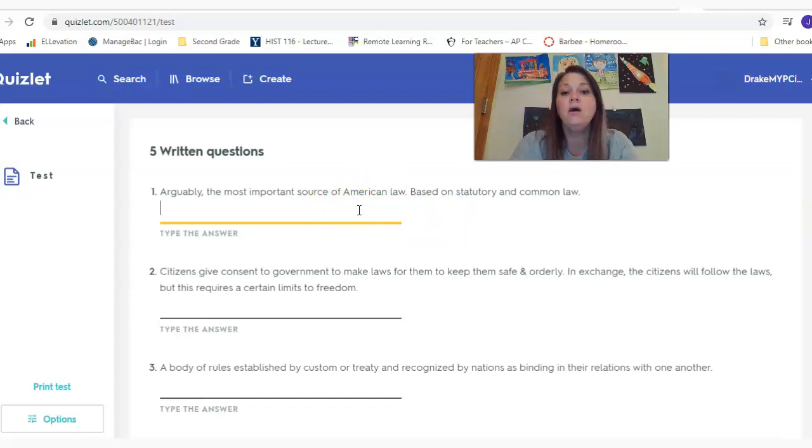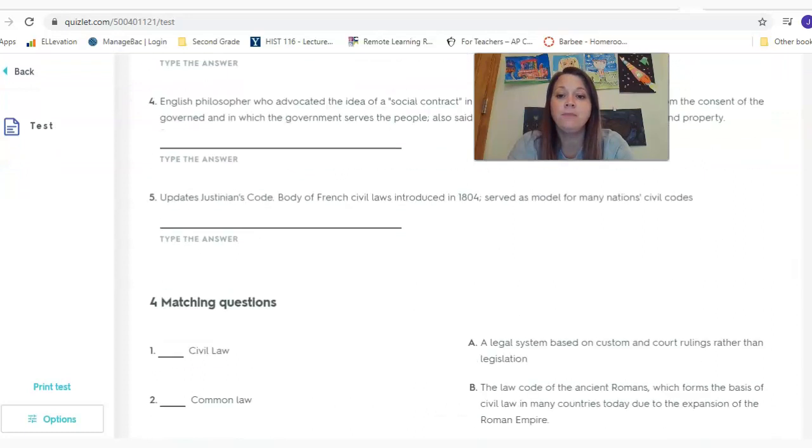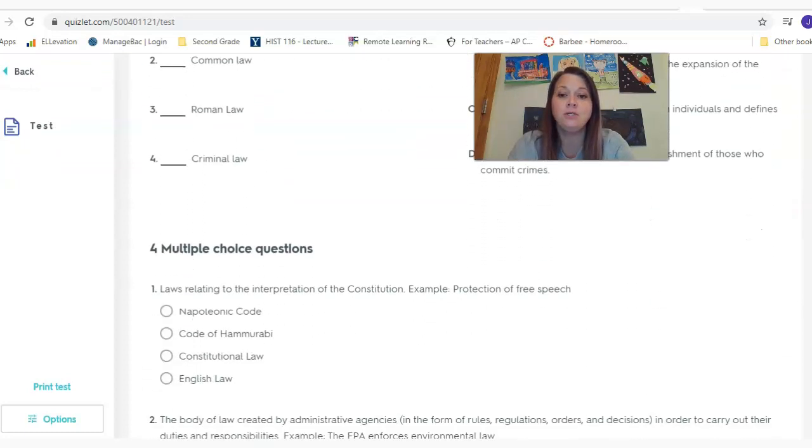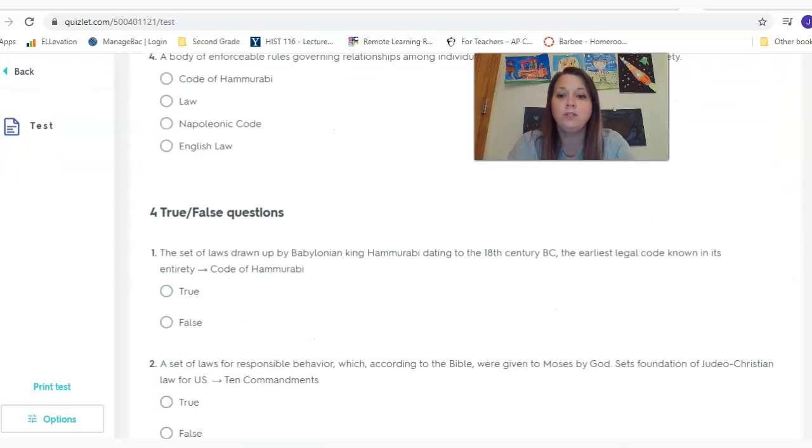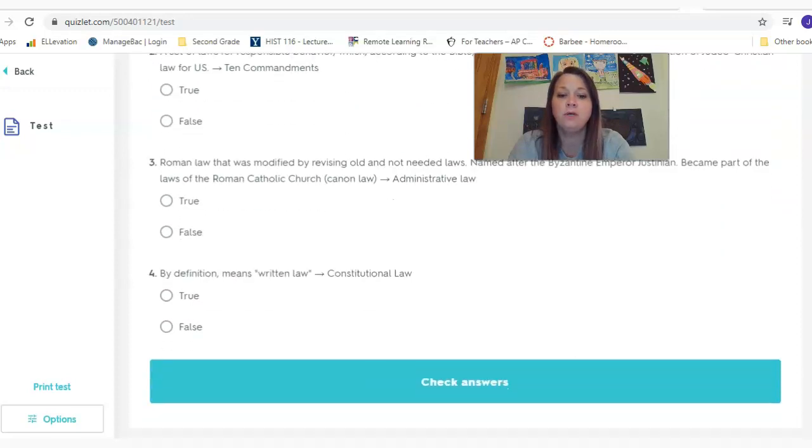Now, if you go through the screencast that we just did, or the PowerPoint that I put along with that, that's perfectly fine. This is an open note test, but I want you to try it the very best you can without using the notes. You'll see some written questions, matching questions, multiple choice questions, and true-false questions. Then you can check your answers and see how you did. I'd like for you to score somewhere around 80, 90 or above, so you can keep trying.